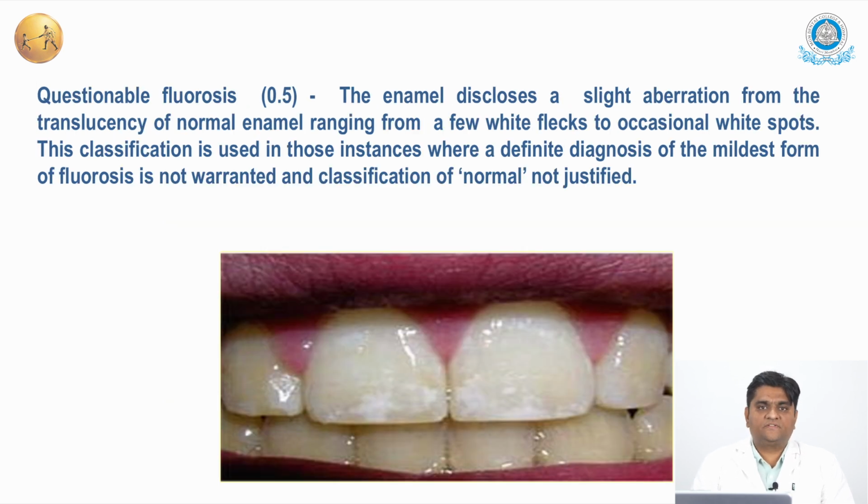Next is questionable fluorosis, that is score 0.5. Now here the enamel discloses a slight aberration from the translucency of normal enamel, ranging from a few white flecks to occasional white spots. This classification is used in those instances where a definite diagnosis of the mildest form of fluorosis is not warranted and classification of normal cannot be justified.